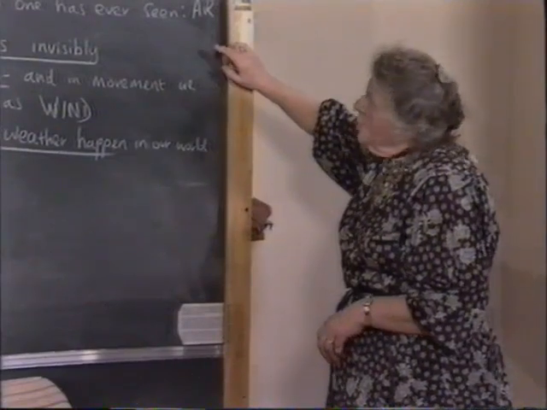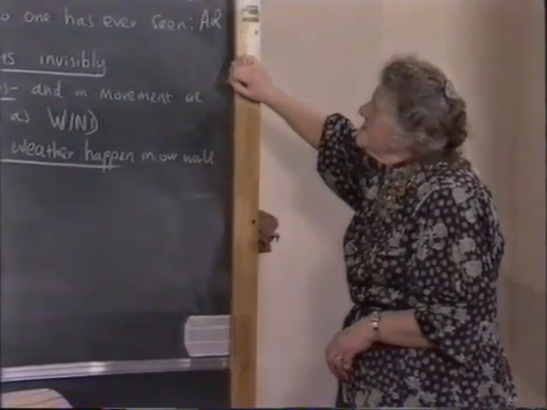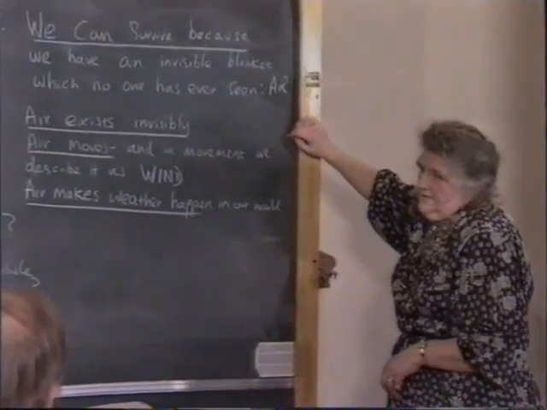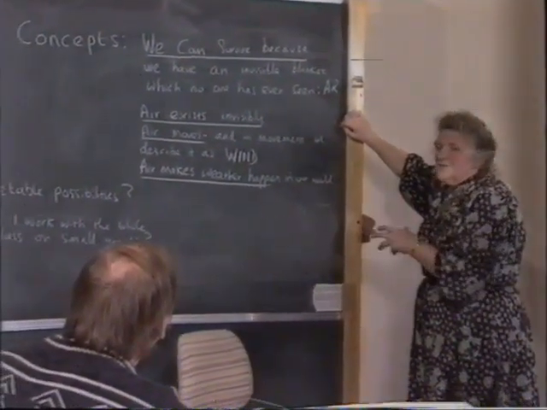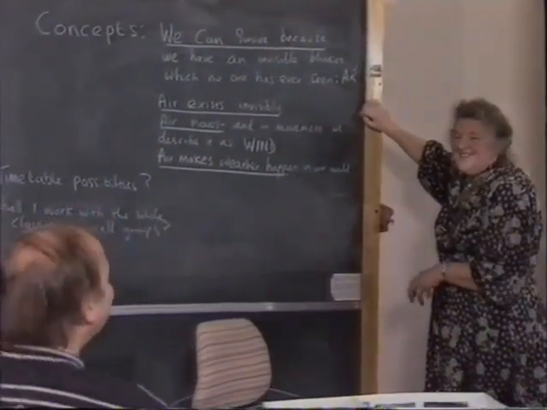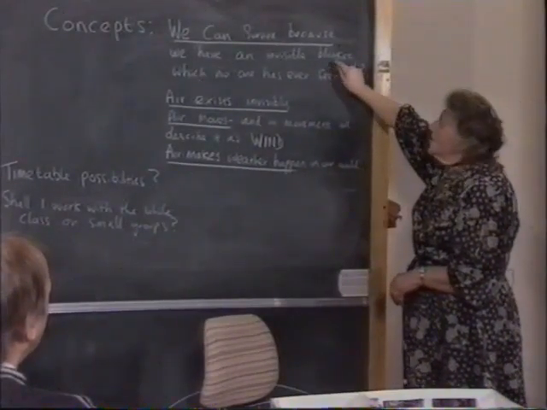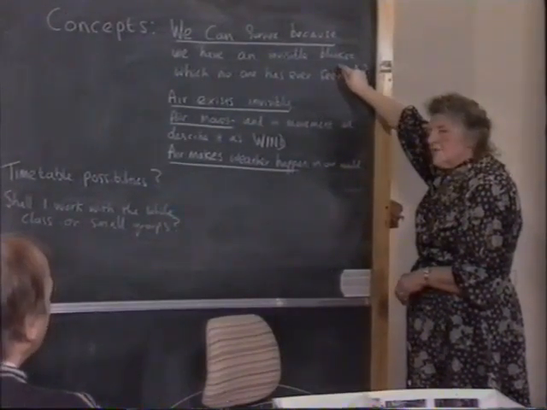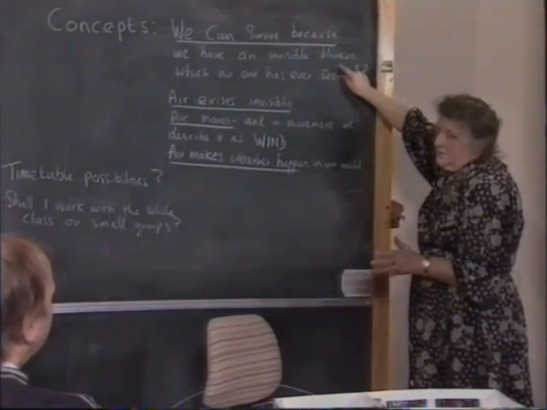So we can survive because we have an invisible blanket which no one has ever seen. The thrilling thing for me is I haven't thought of doing this one, ever. You've brought me a piece of curriculum, as you might say, that's really lovely to work on. That air exists invisibly. This would be the main concept, I suppose. And there we've got this invisible blanket. Because it is a blanket. That's another aspect of the concept, that it protects, isn't that right? Tell me if I'm wrong. Yes, it wraps around.